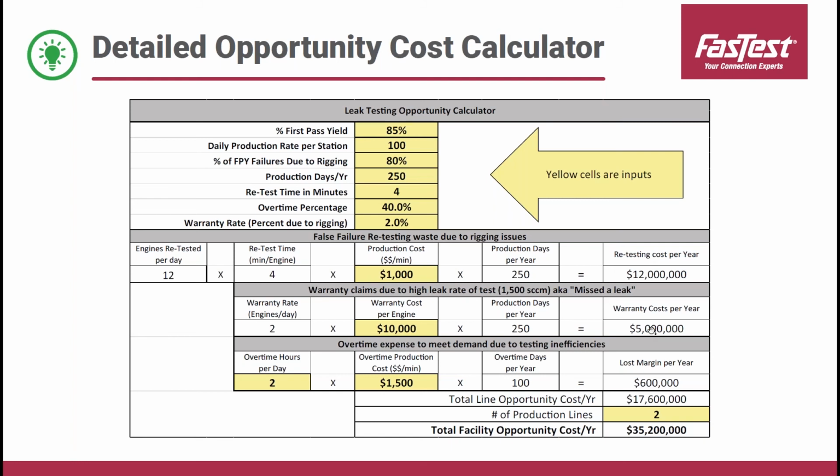So on one engine line, that can be upwards of $17 million of opportunity cost and production time that is lost every year due to leak test connections and failures. This is what connection verification can save engine manufacturers. So it is a significant value we provide with this solution.